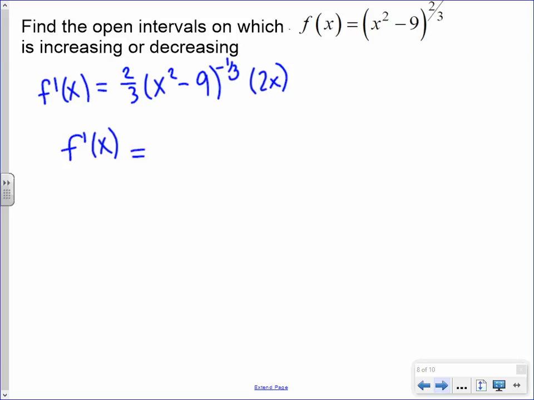So, how did you simplify this, Q? Or did you? I ended up with 4x over 3 times x squared minus 9 to the 2/3. That is perfect. Any questions how we got there? 2x times 2 is 4x. The 3 is in the denominator. The negative exponent goes to the denominator. Okay? So we need critical values. Since we have a fraction, we need to consider where our derivative is 0 and undefined.